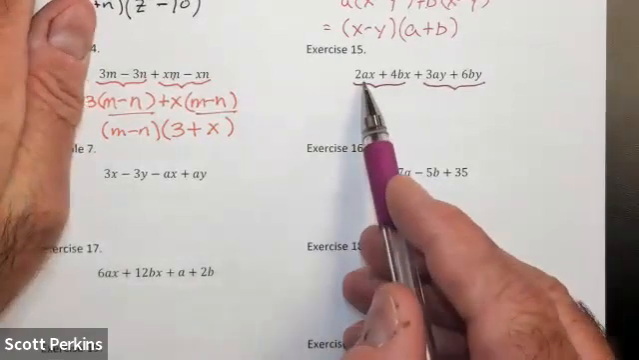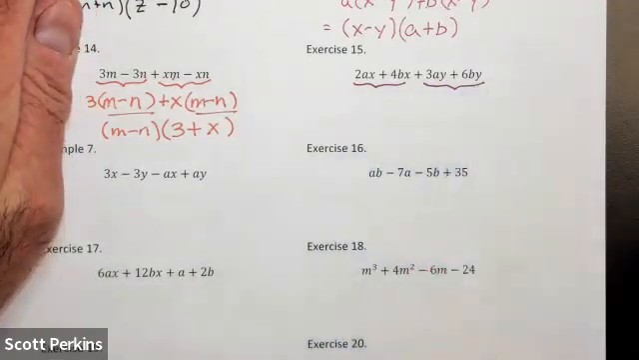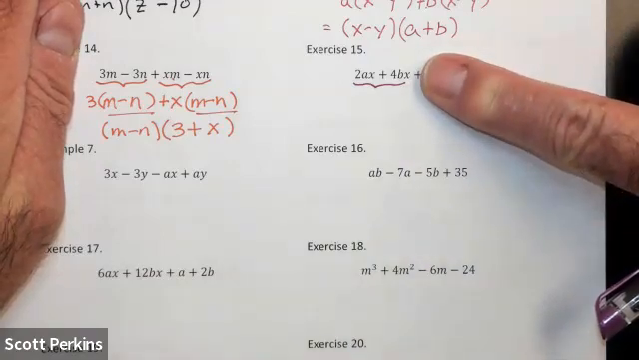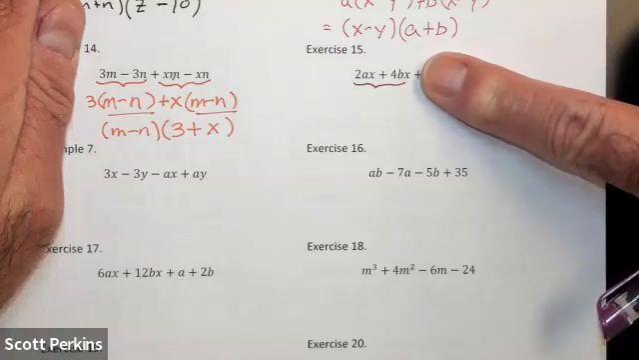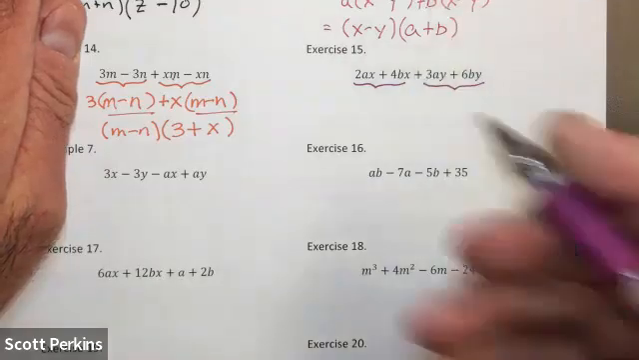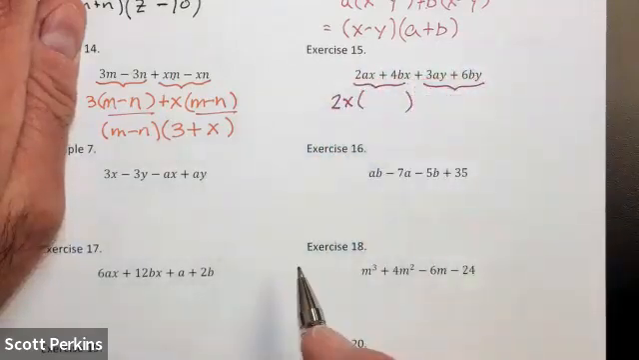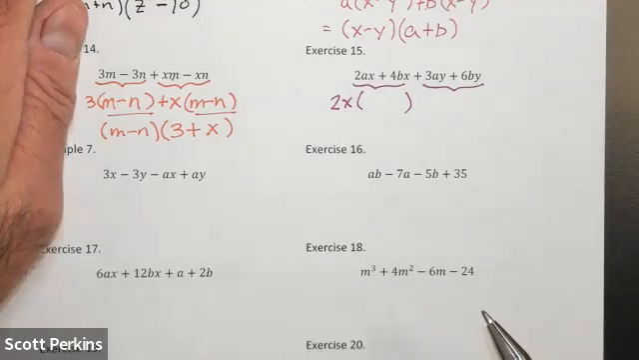So I've got 2ax plus 4bx plus 3ay plus 6by. Looking at the first two terms, what do 2ax and 4bx have in common? They have an x. They also have something else in common. A 2, yes. 2 and 4 both share a 2. So a 2 and an x. If you didn't see the 2, that's okay. Forgive yourself. You'll get another shot. Don't worry, you're learning.